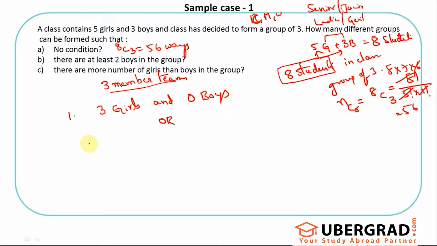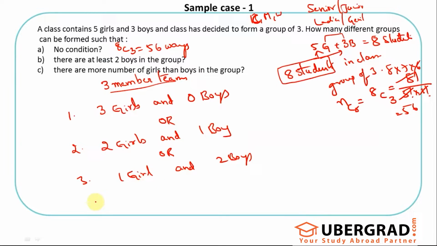Or I can do 2 girls and 1 boy. Or I can do 1 girl and 2 boys. Or I can do 0 girls and 3 boys. These are the only ways I can do it. If you ask me how many different groups of 3 can be formed out of 5 girls and 3 boys, these are the only possibilities I have: 3 girls and 0 boys, 2 girls and 1 boy, 1 girl and 2 boys, and 0 girls and 3 boys. I cannot make any other combination to satisfy this condition.